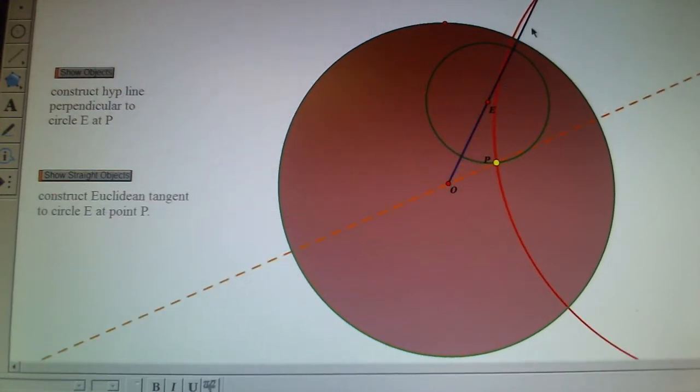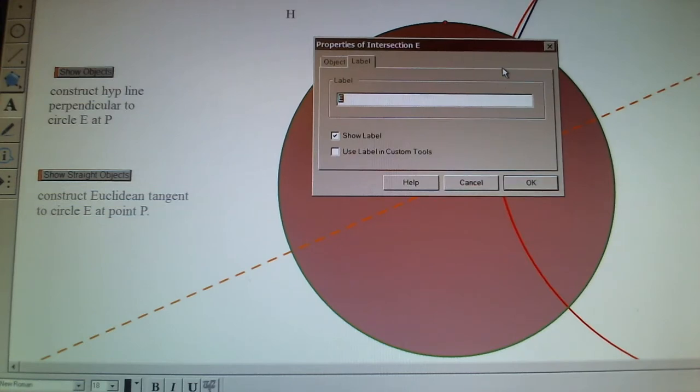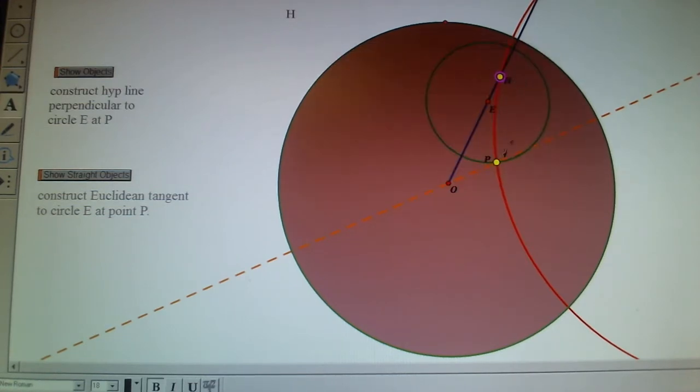So let's label that hyperbolic center. What do we call the hyperbolic center? H. H is right. It's a good name. So that's what we're going to be calling these things all the time. E for Euclidean center, H for hyperbolic center. So that's what's going on.